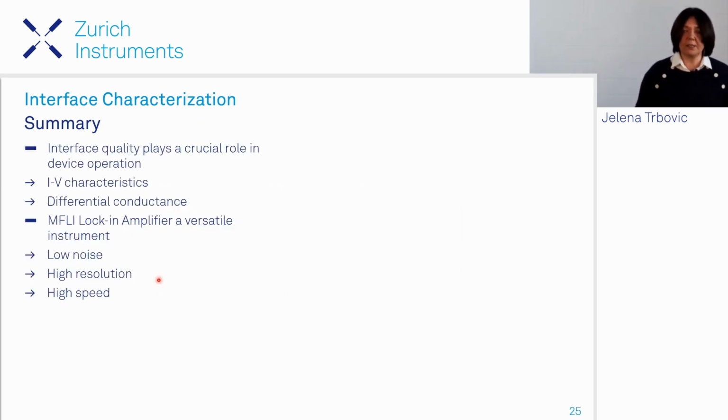Okay, so to summarize this part of the presentation. What we have seen is that interfaces are indeed extremely important, first of all, to be made properly and to understand how they influence the device properties, how we can make sure that by doing the IV characteristics and differential conductance measurement using the lock-in amplifier, we can really see all the subgap features if we have a device which has low noise, high resolution, and also high speed helps in performing these longer measurements.